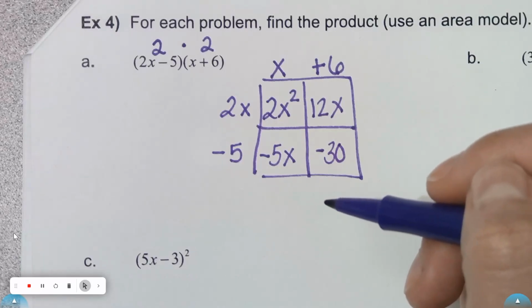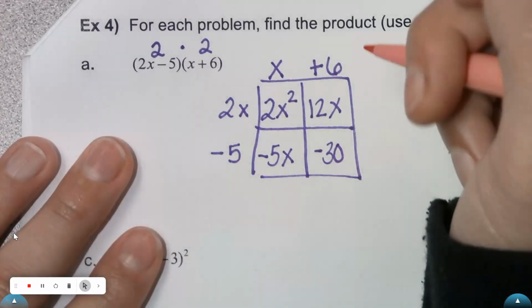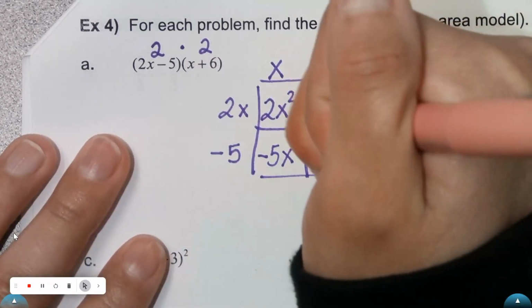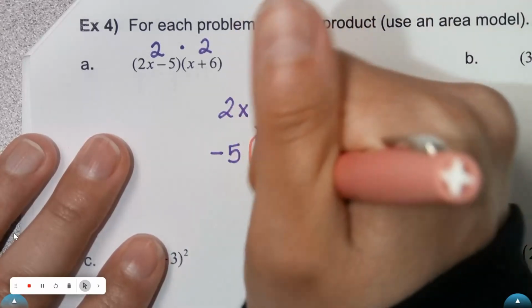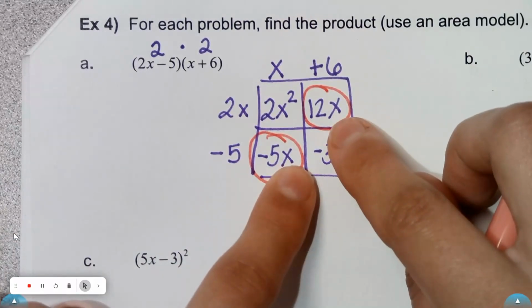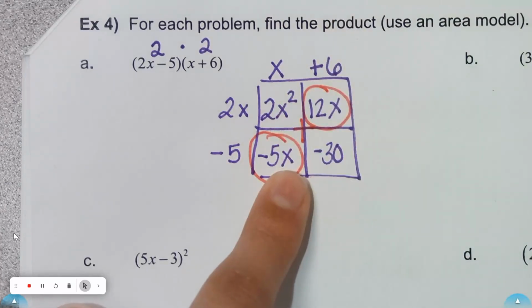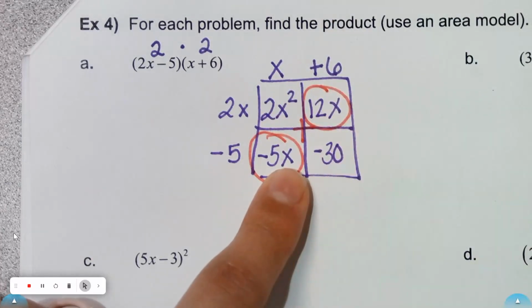However, then to get outside of the box, you want to combine any like terms that you have. Like terms mean they have the same amount of variables, or the same amount of x's. So both of these only have that one x. Because of that, I can combine them, right? I want to add them. So you're always adding your like terms.